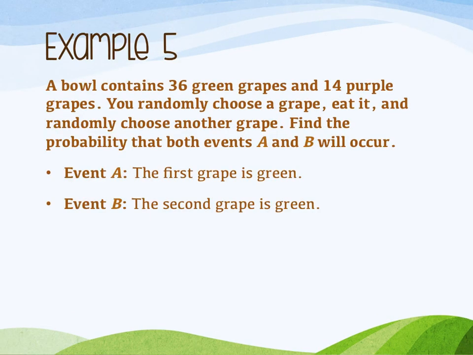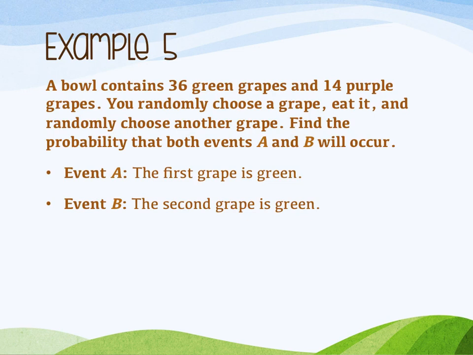All right, a bowl contains 36 green grapes and 14 purple grapes. You randomly choose a grape, eat it. You don't put it back, FYI, because last year somebody mentioned that you could eat it and put it back. We're not assuming we're dealing with 3-year-olds. They have eaten it and swallowed it. Did not put it back in the bowl. And then randomly choose another grape.